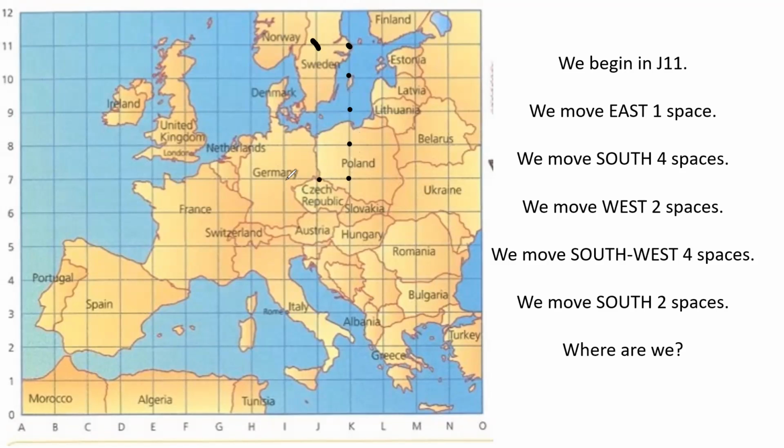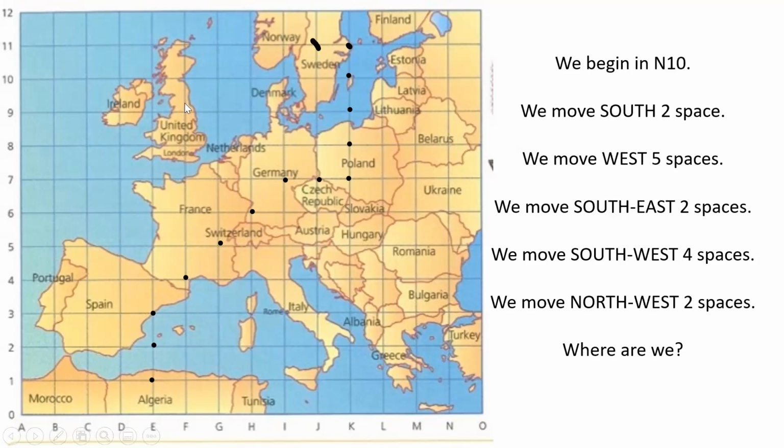1, 2. We move southwest 4 spaces. Southwest. So 1, 2, 3, 4. We move south 2 spaces. 1, 2. We end up in Algeria. Okay. Next question. So pause the video here, have a go at answering this one, and then play when you think you know the answer.